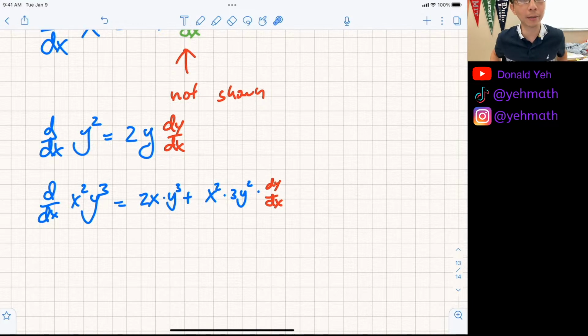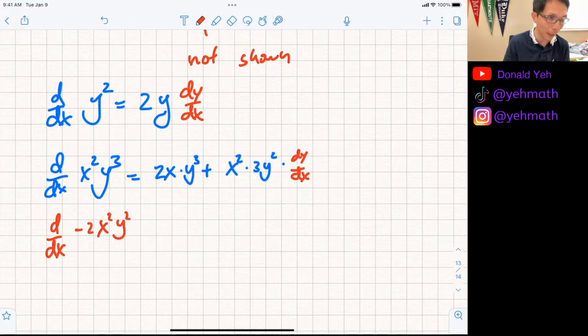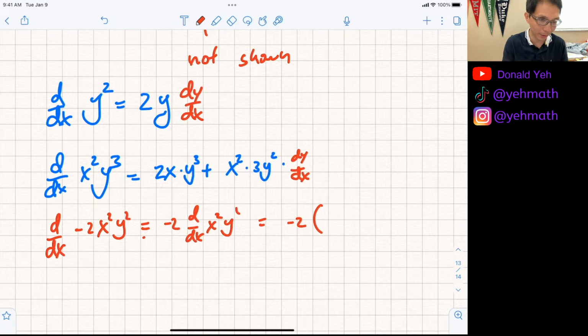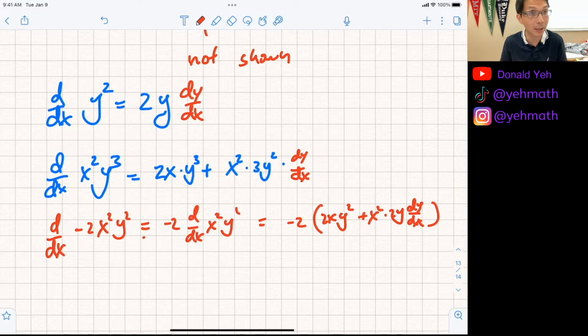Okay, I'm going to go back and show you guys how to clear everything out in a second. But I'm going to do one more thing. Let's say I take d/dx of negative 2x squared y squared, something like that. If I ever have a negative 2 in the front, a constant in the front, I kind of take it outside. Usually I don't write down this step. What I do is just this: negative 2, and I just take a derivative of x squared y squared. So it'll be 2x y squared plus x squared times 2y dy/dx. Okay, so that's the process I'm taking the derivative with.